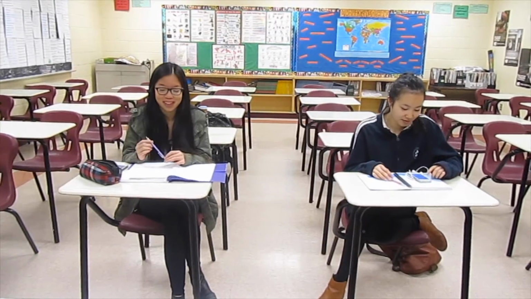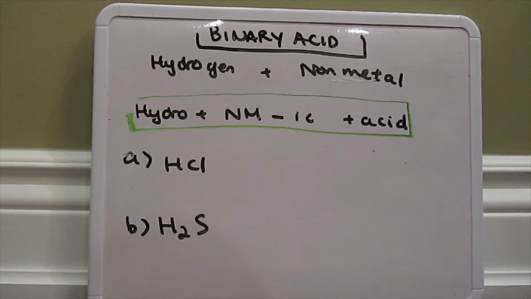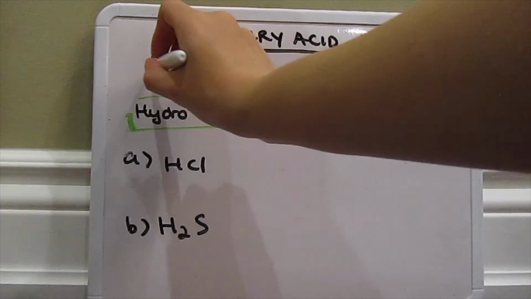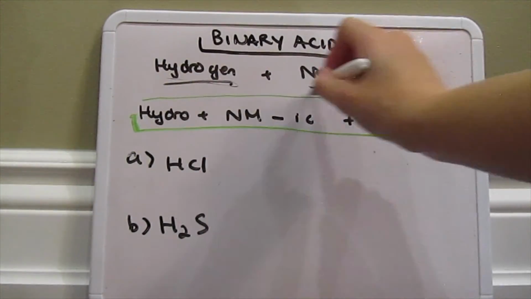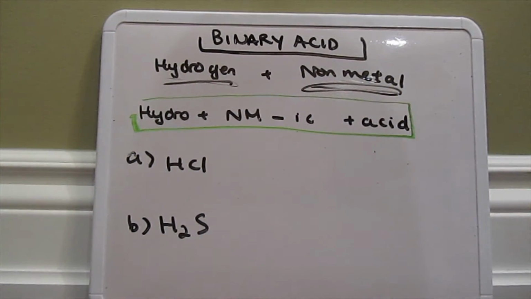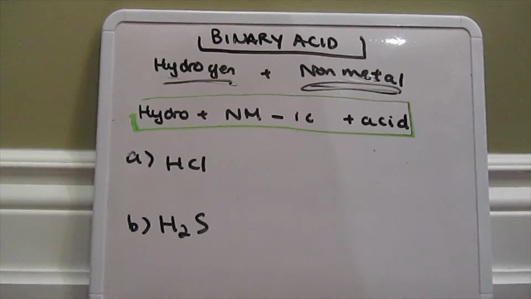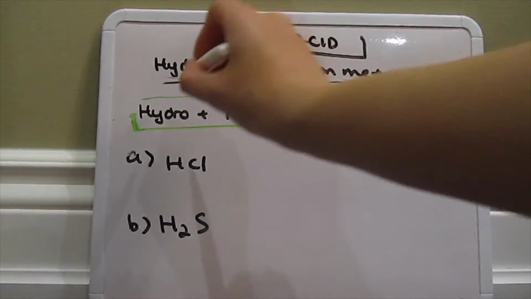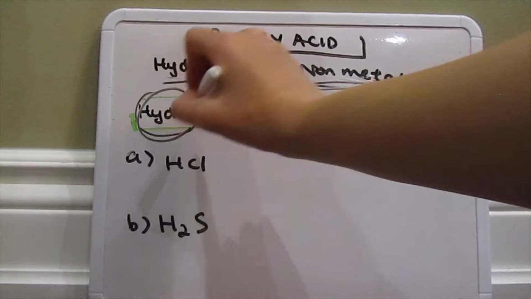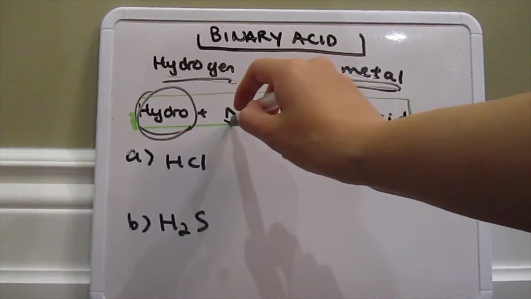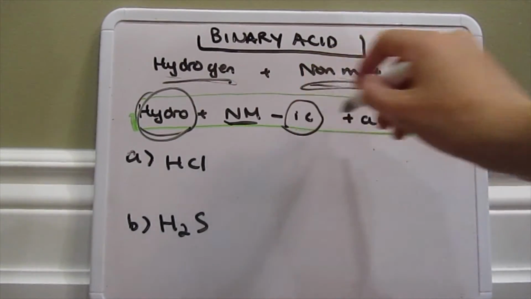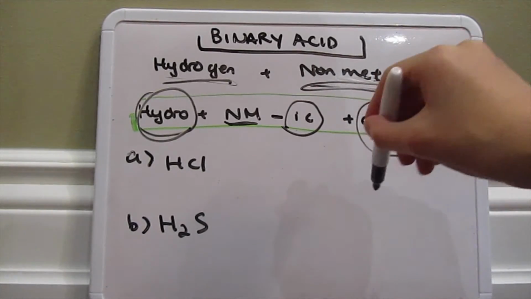Another type of covalent compound is a binary acid, which consists of a hydrogen and a nonmetal. And the nomenclature for this is very, very simple as well. How we name this is we start with the prefix always of hydro, add the name of the nonmetal and the suffix "ic," and then add acid at the end.